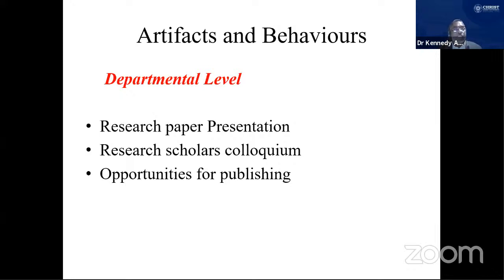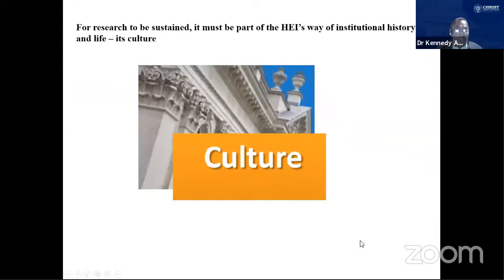So the departments, the schools, become the hub of academic activity. What kind of research paper presentations happen? What are the opportunities for publishing, where students are involved, where there is a community of inquiry happening? The point I'm trying to make is that the role of research culture in higher education is being notoriously neglected. Whether you agree or disagree, I'm not running a quiz on that.